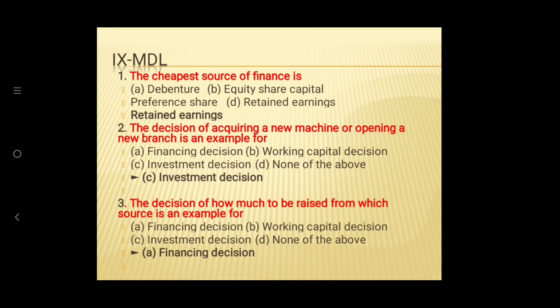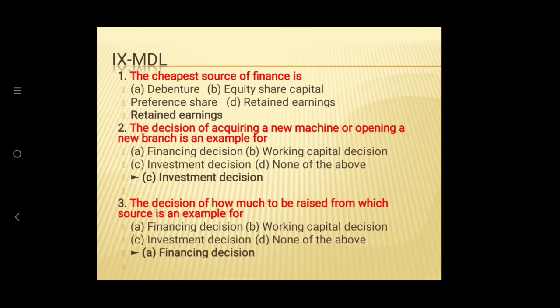Question number 2, the decision of acquiring, meaning purchasing a new machine or opening a new branch, is an example for financing decision, working capital, investment, or none of the above. Actually, in financial management there are three decisions: financing, investment, and dividend. The decisions related to purchase of machineries or any assets are related to investment decision. So option C, investment decision.